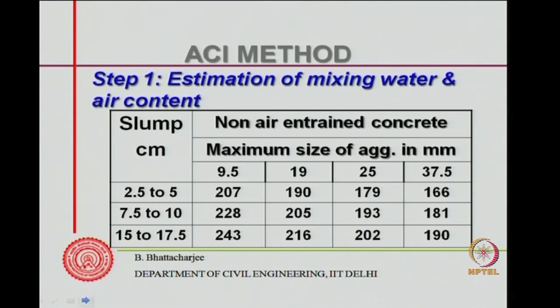For example, this table, if you look at it, the amount of water depends on slump. This is of course taken in centimeter, and 1 inch, 2 inch correspond to this. In fact, ACI 211 now gives everything in SI units as well, together with the US customary units. So slump we have written in centimeter, and maximum size of aggregate corresponding to this, the amount of water for non-air entrained concrete is given.